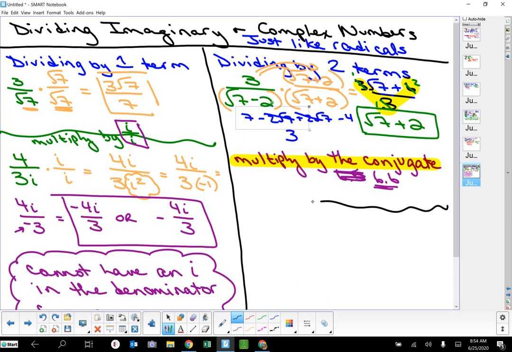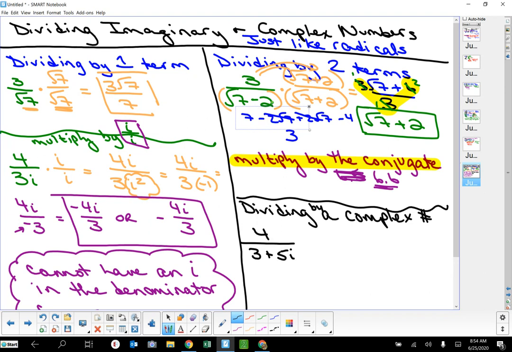So let's block off that, and this is going to be dividing by a complex number. And so a complex number is a plus bi, right? So maybe the problem is 4 over 3 plus 5i. We're going to, again, multiply by the conjugate, which is 3 minus 5i.